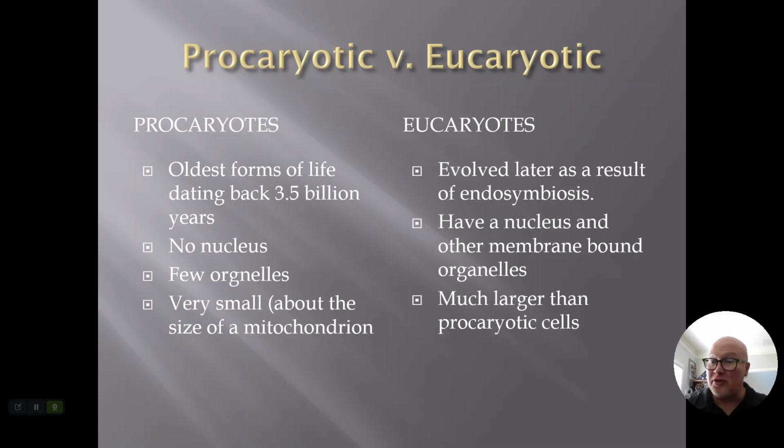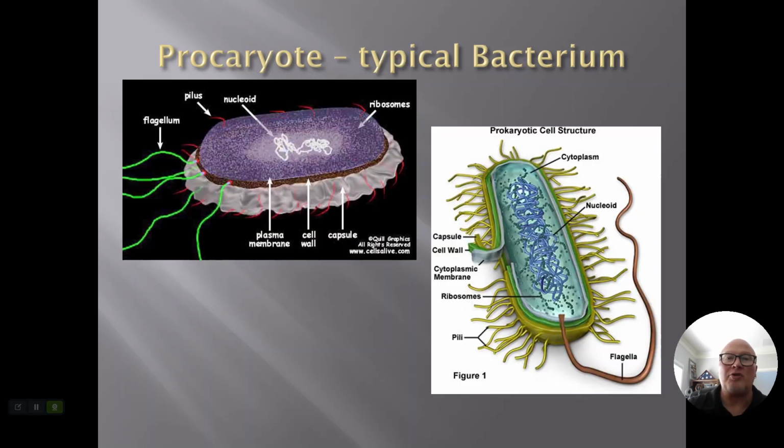Eukaryotes have a nucleus where all of their genetic material is contained, surrounded by a membrane. Plus, they have other membrane-bound organelles. They're all part of what's referred to as the endomembrane system. That's because the membrane that surrounds them is exactly the same kind of membrane that surrounds the cell itself. It's made of the same phospholipid bilayer that makes up the cell membrane. And eukaryotic cells are much larger than prokaryotic cells.